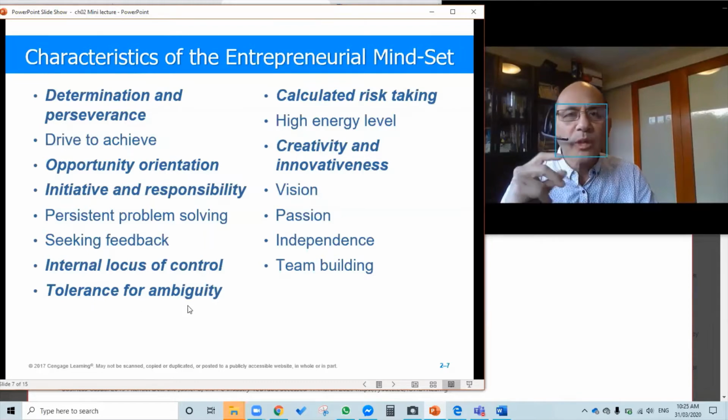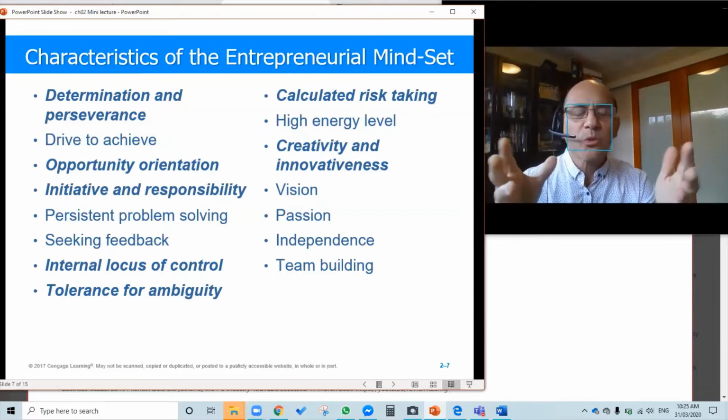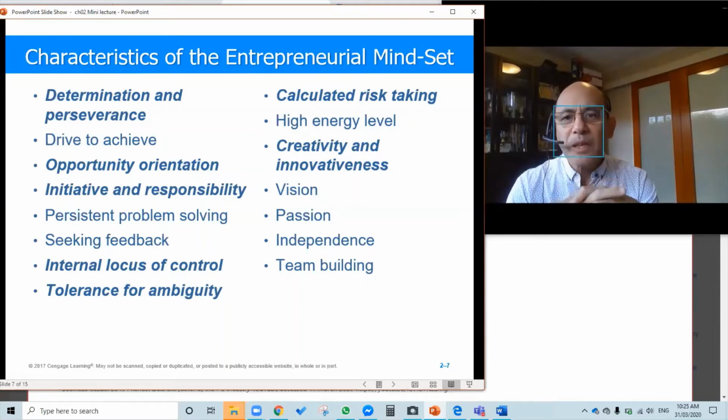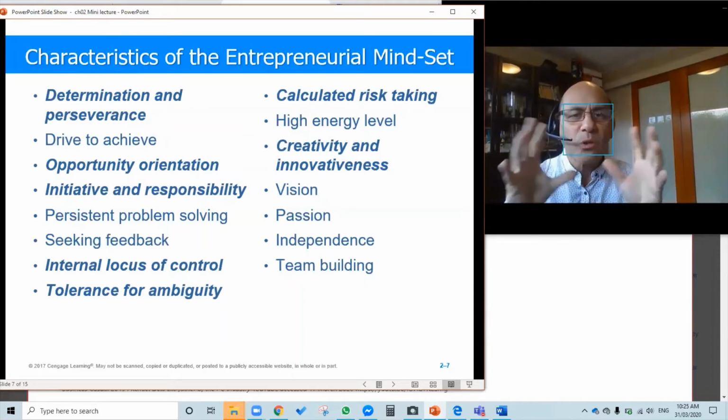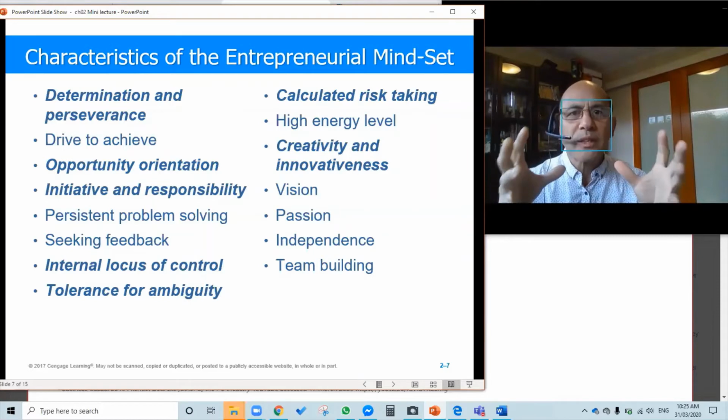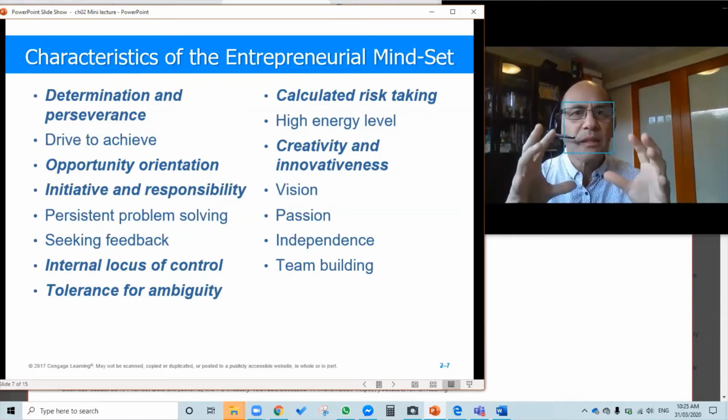You have a tolerance for ambiguity. Entrepreneurs have a tolerance for ambiguity. What that means is you don't mind if things are unclear. There are no step-by-step rules. And if I give you instructions to do something, and even if it's unclear, it's okay. You're willing to work with that vague situation.